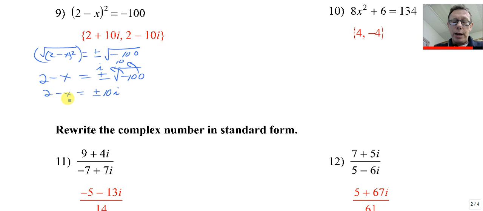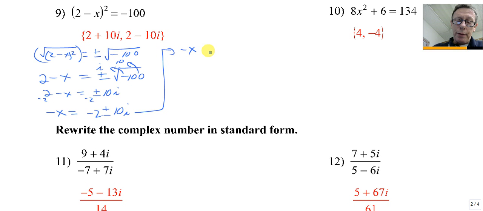And I still don't have this x alone. So the next thing I'm going to do is subtract 2 from both sides. If I subtract 2, I get negative x is equal to negative 2 plus or minus 10i. So I still have a negative on the x, so let's divide that negative off. What I'm going to end up with is x is equal to, now I have a negative 2 over 1, so that's going to be 2 plus or minus a negative 10i.